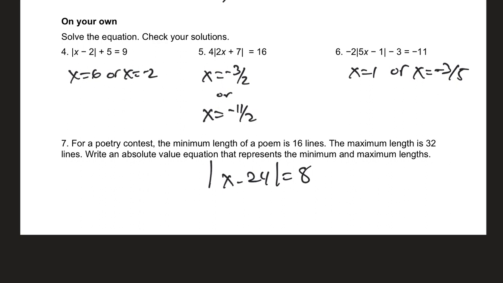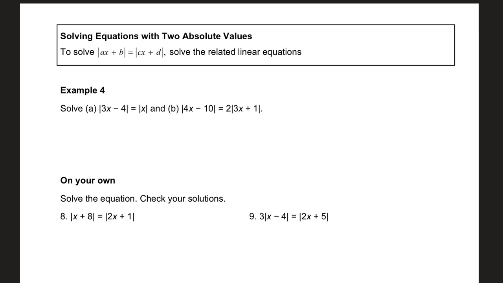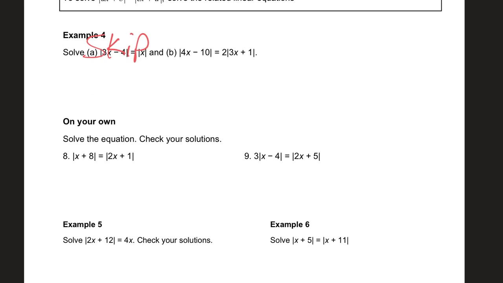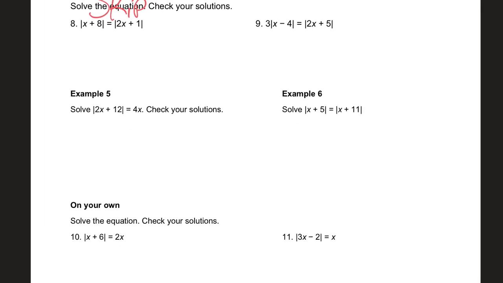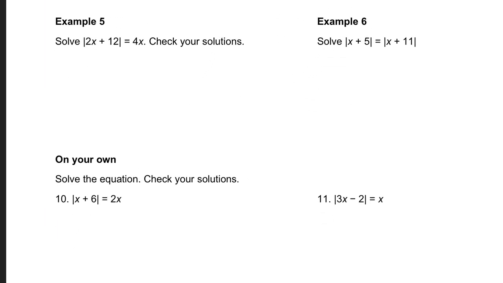All right, let's go ahead and turn the page again. Let's see, where are we going from here? We are going to skip example number 4. We're not going to solve two absolute value equations by themselves, so skip this on your own. And we're going to go right into example 5. We're not going to do 6 because it has two absolute value equations. So we're just going to go right to example number 5.